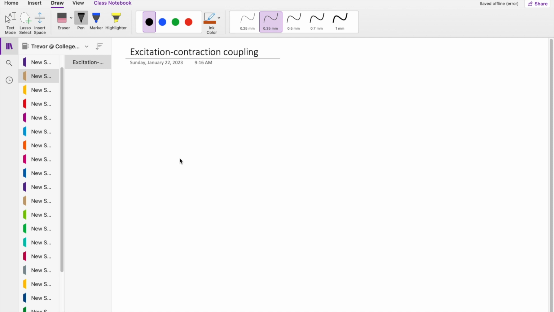Let's take a look at how action potential leads to contraction, or how incoming depolarization leads to the physical shortening of the contractile cell. The first thing I'm going to make a note of here that we need to remember is that the contraction is going to be initiated by extracellular calcium. So this is calcium that's coming from outside of that contractile cell.